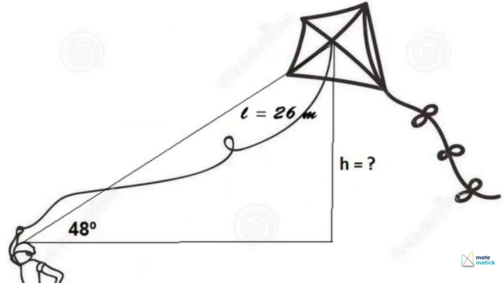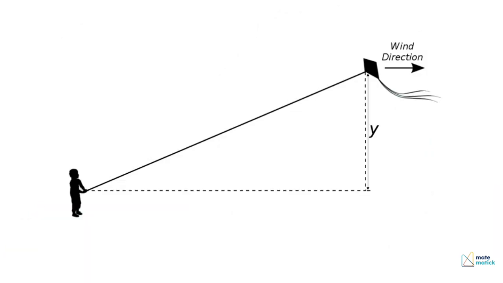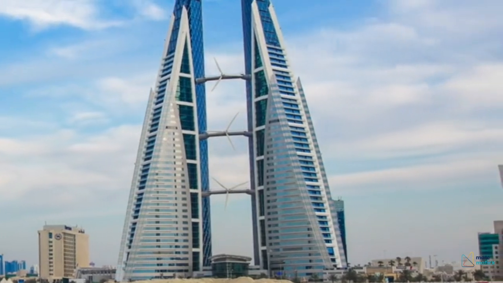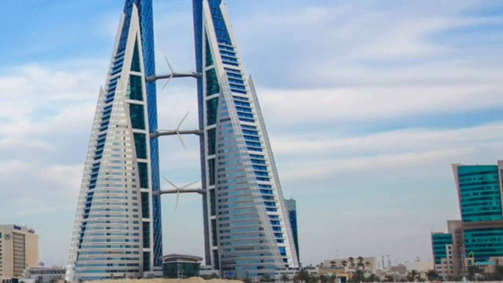Think of flying a kite. The height of the kite above the ground, the length of the string, and the horizontal distance form a right-angled triangle. Knowing any two sides, we can find the third using the Pythagorean theorem. It's practical and fun. So, the next time you see a right-angled triangle, remember there's a powerful theorem at play.